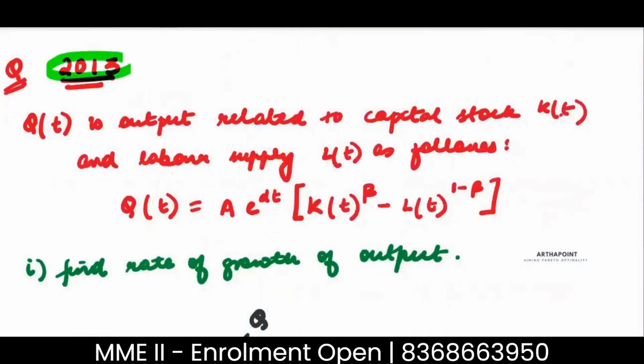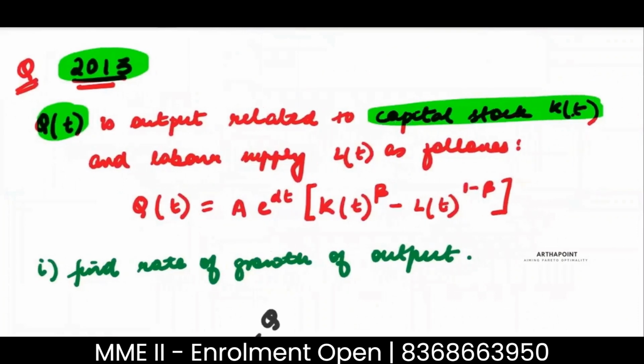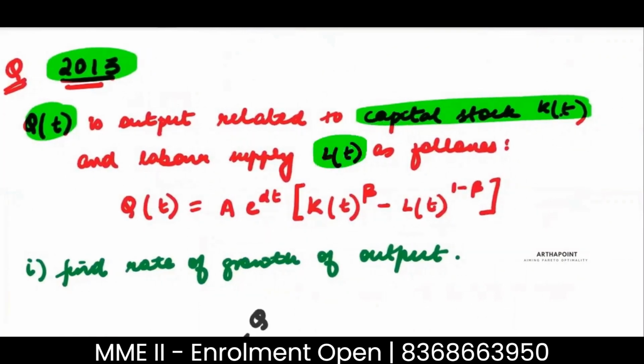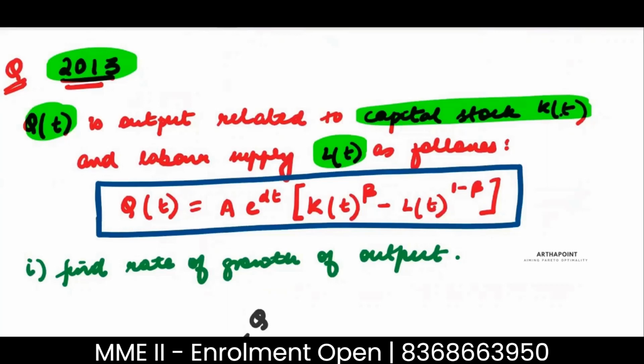This question came in the year 2013. Q_T is the output related to capital stock K_T and labor supply L_T, and you're given this equation. Find the rate of growth of output. Actually, this is not from chapter 15, but from chapter 16.